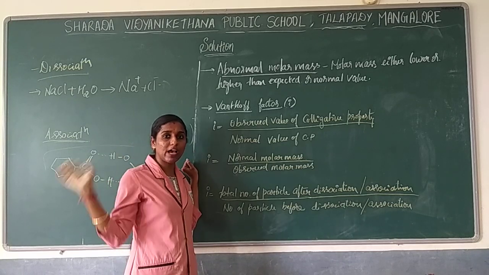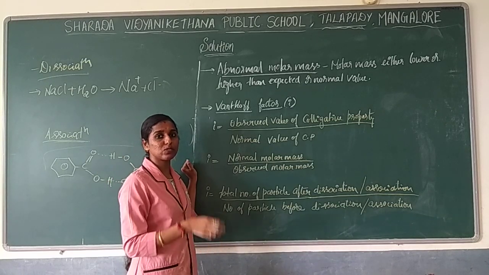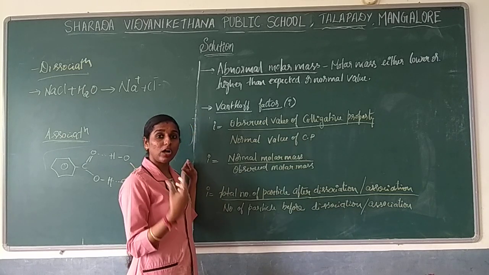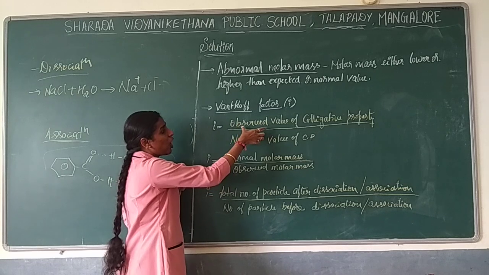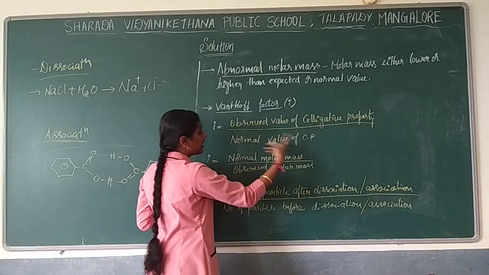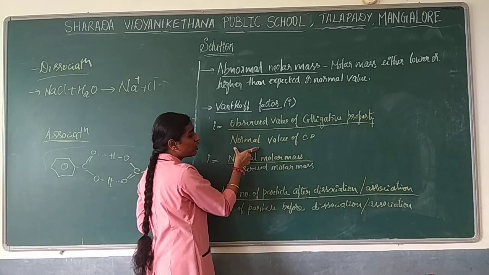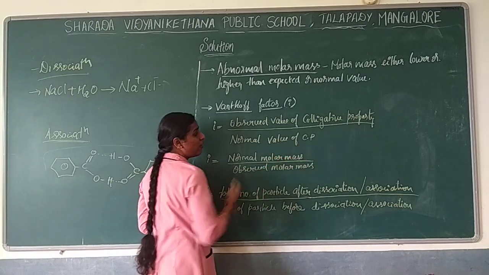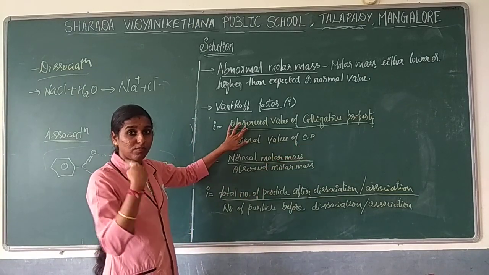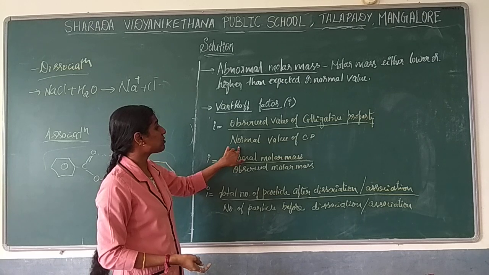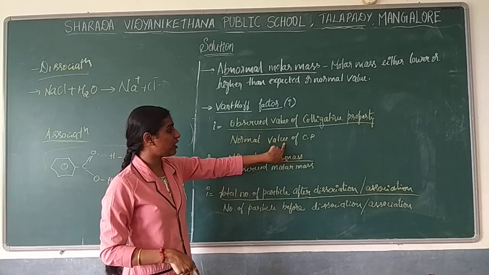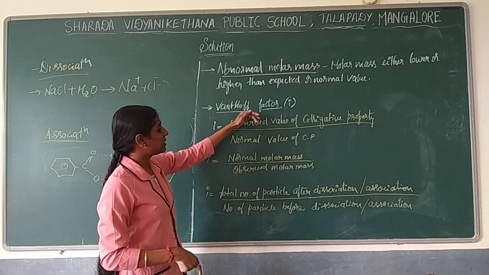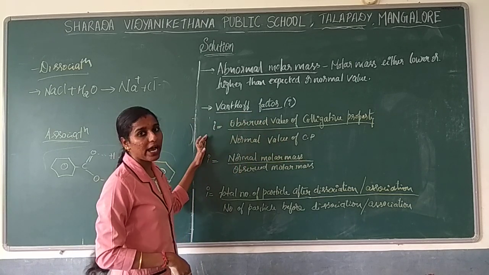If we are deriving it with the colligative property, we have seen four colligative properties, so this formula is to be used. It goes like the observed value of colligative property divided by the normal value of colligative property. Whatever we observe by experiment is the observed value, and the value we get by calculation is considered the normal value of colligative property. When you take this ratio, you will get the i factor.